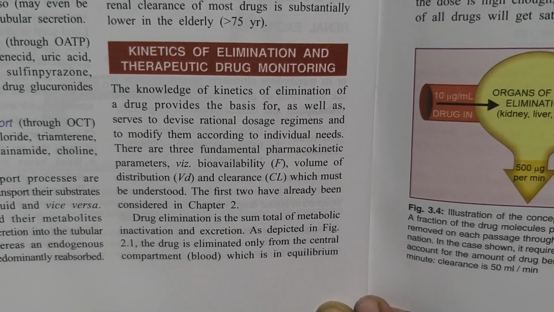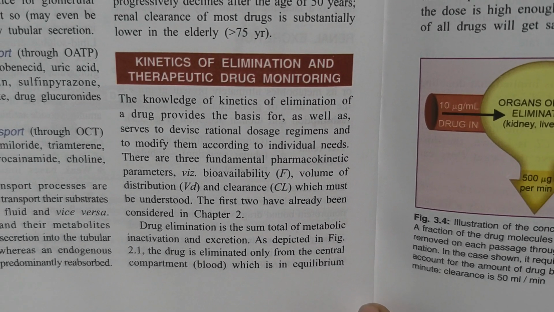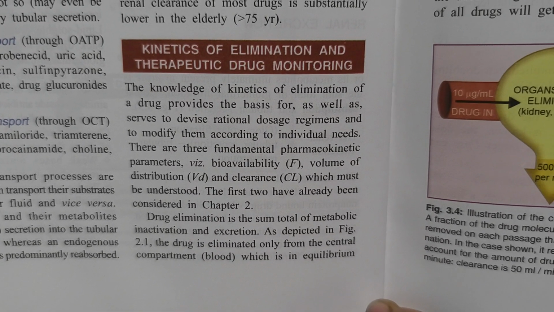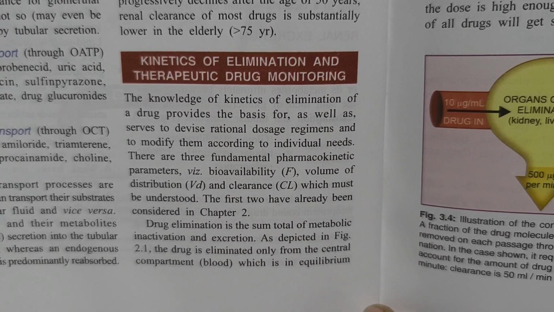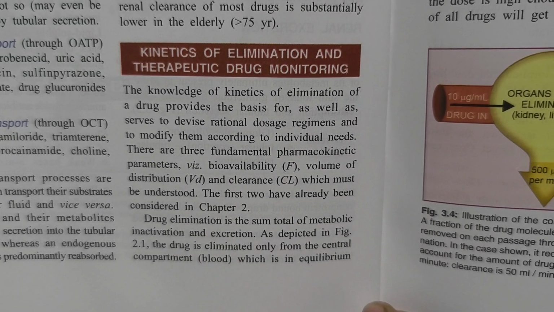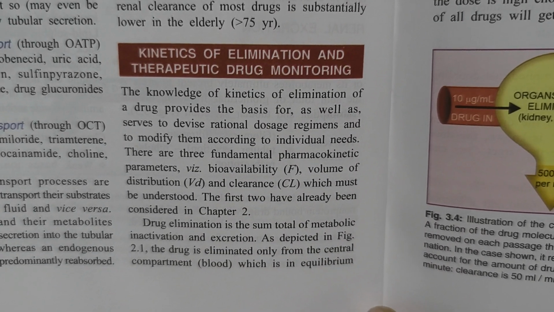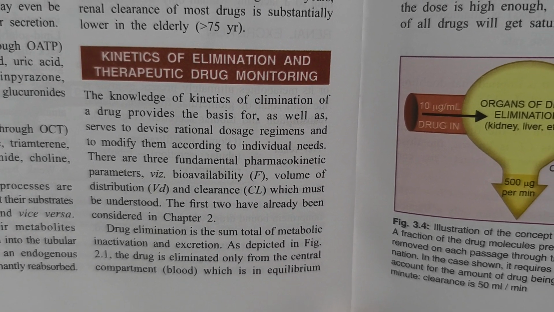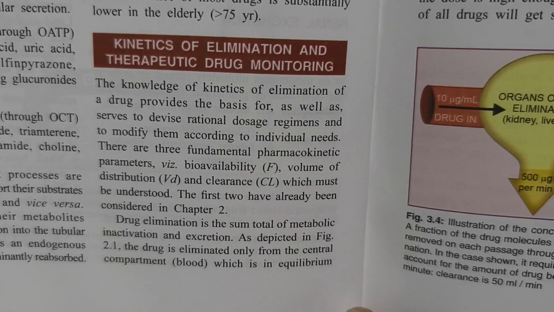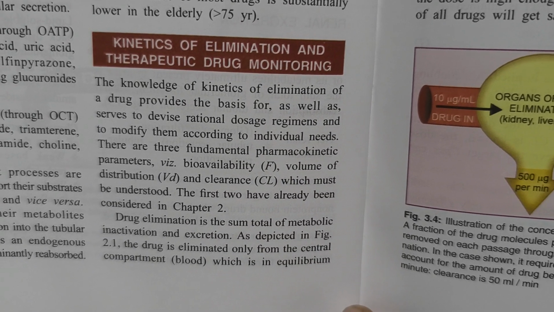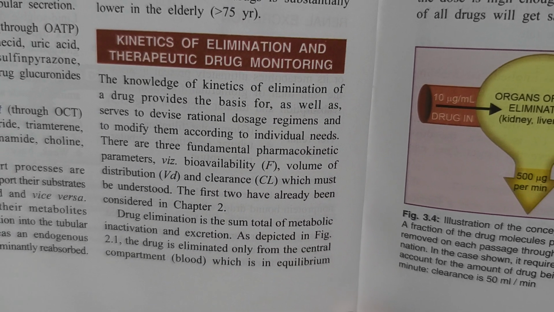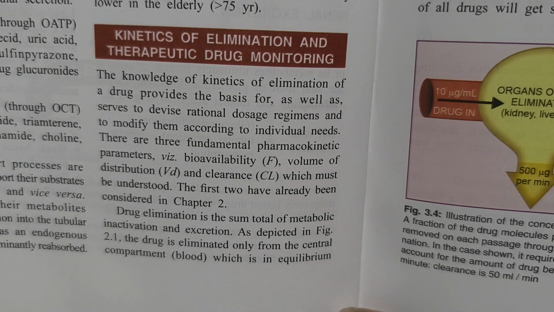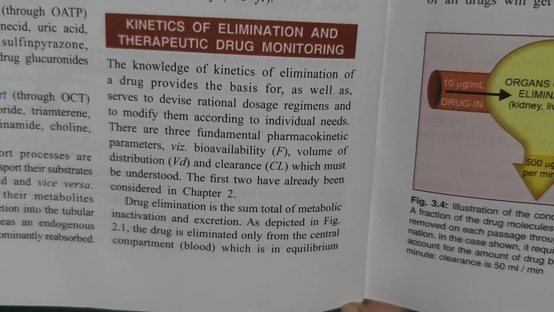Now let us see kinetics of elimination and therapeutic drug monitoring. The knowledge of kinetics of elimination of a drug provides a basis for, as well as serves to devise, rational dose regimes and to modify them according to individual needs. There are three fundamental pharmacokinetic parameters: bioavailability F, volume of distribution Vd, and clearance Cl, which must be understood. The first two have already been considered in chapter 2.